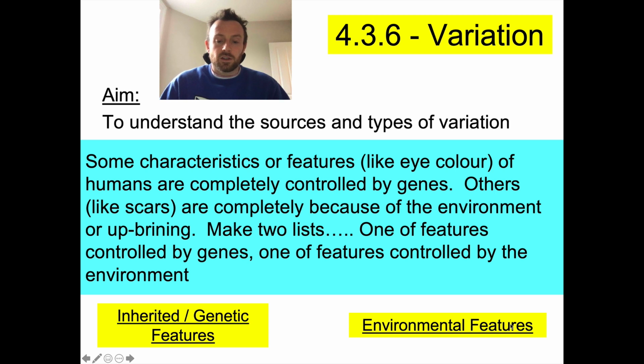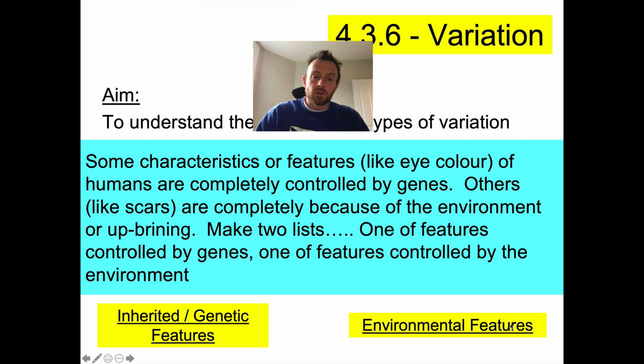And the first thing I'd like you to do is to think about features that are controlled by genes and inheritance and features that are controlled by environmental features. Pause the video, make two lists and see how many different features you can get which are influenced by either genetics or environment. Okay, off you go.